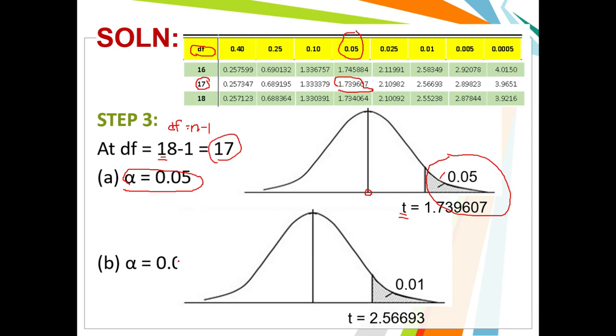Okay, kung 0.01 naman, because dalawa yung gusto nating i-test na level of significance, so the same idea, no? So, same na degrees of freedom and 0.01 yung ating alpha. So, we have 2.56693. So, that's why sa ating 0.01 na curve, so yung t niya is 2.56693. 0.01 yung area. Okay, step 3, critical region.